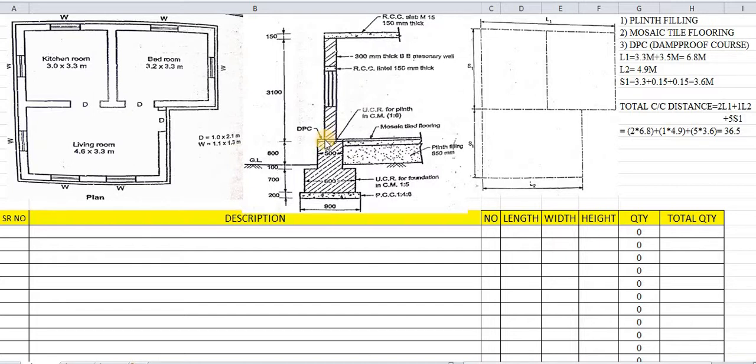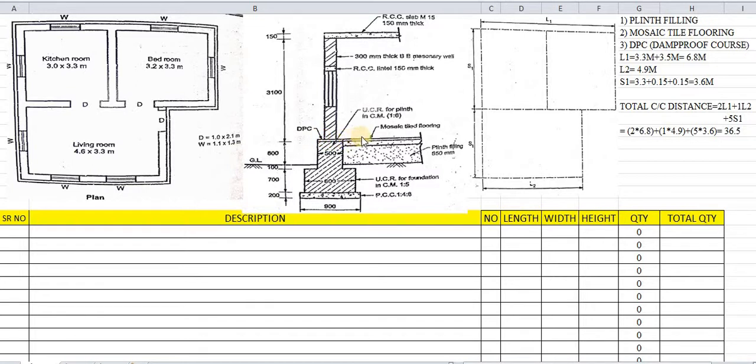While calculating the quantity of DPC, we have to measure in meter square. So we will measure the quantity of DPC, that is damp proof course, here in meter square. Why in meter square? Because the quantity is very small, and the third dimension, that is the thickness, is very small, and therefore the quantity is to be measured in meter square.